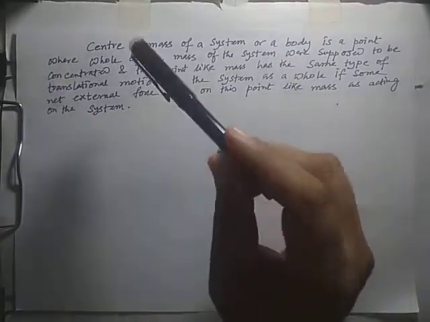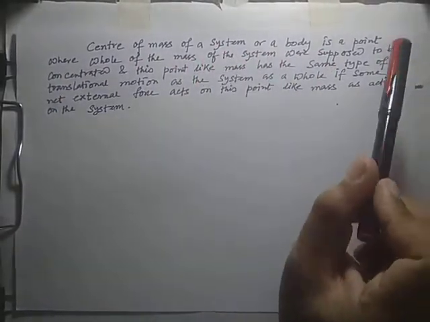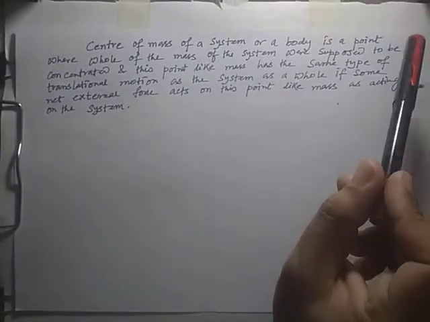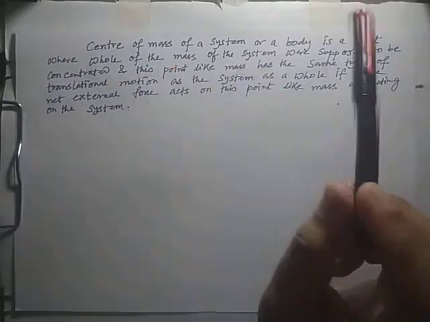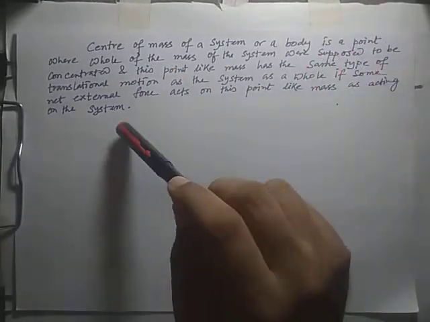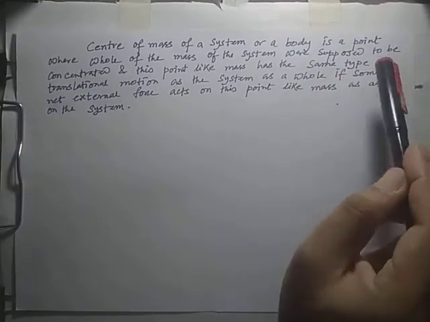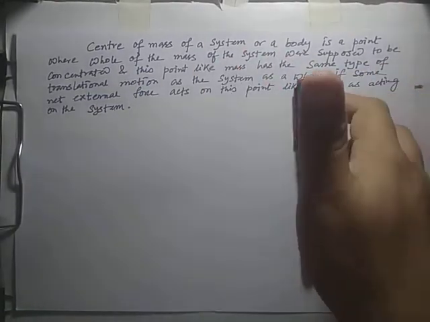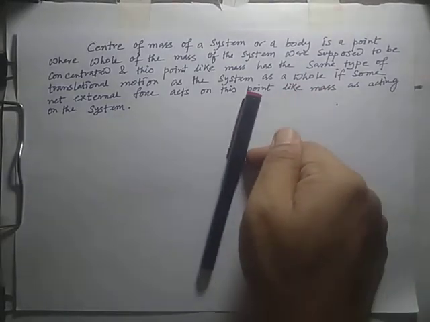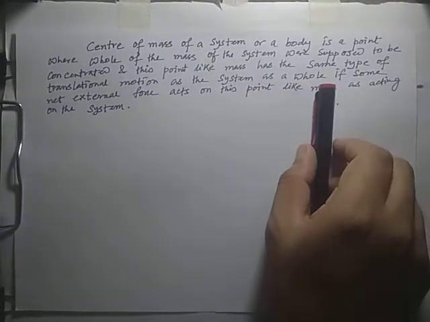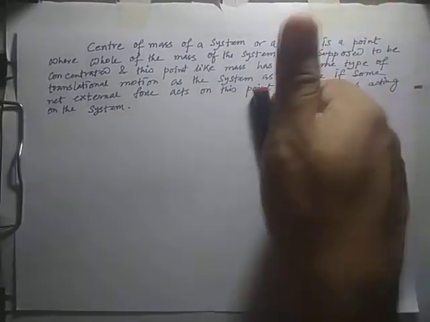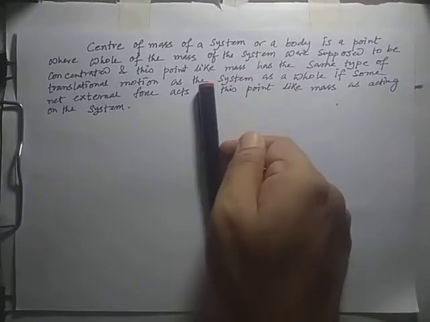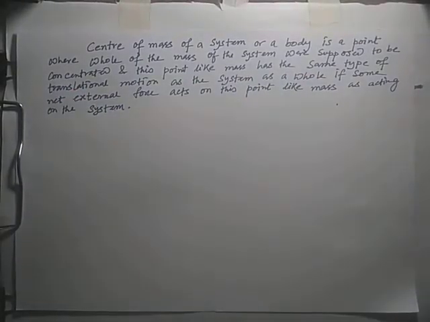So the center of mass of a system or a body is a point where the whole of the mass of the system is supposed to be concentrated, and this point-like mass has the same type of translational motion as the system as a whole if some net external force acts on this point-like mass as acting on the system. That means instead of applying the four forces, I can apply a single force so that it will translate. And where do I have to apply the force? In the center of mass. If I apply the force elsewhere, the object will rotate. But I want to translate, so I have to apply the force here, then the object will translate in the same way. So that is called the center of mass.